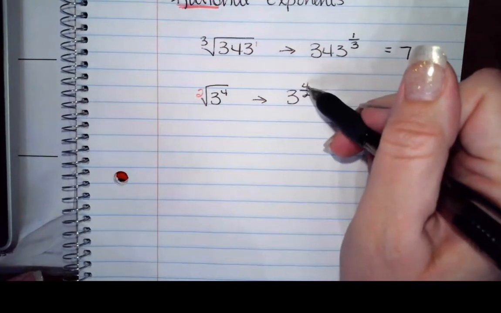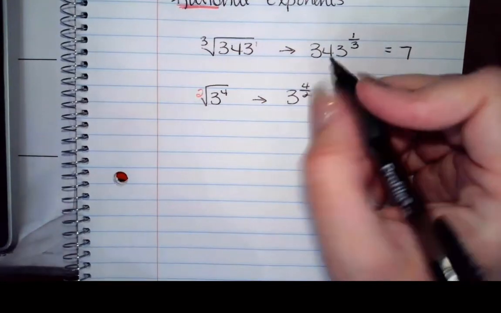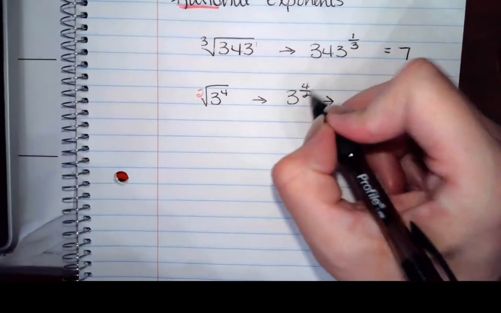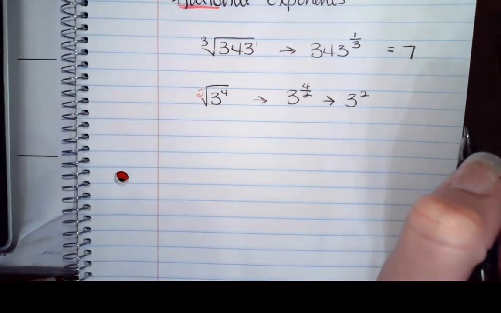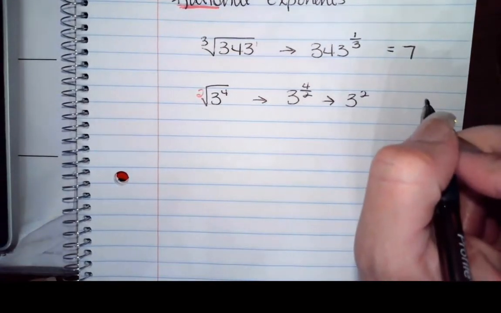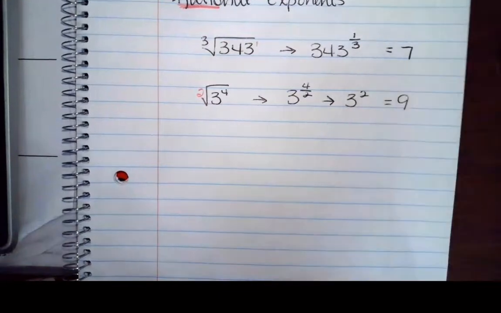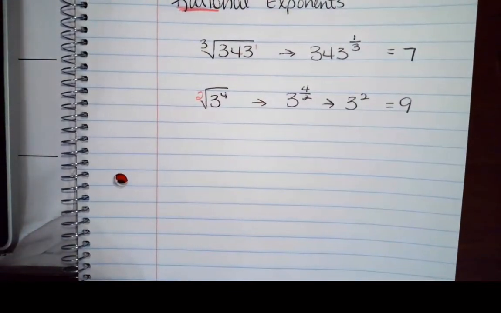Well, this is just a fraction. It's up in the exponent, but it's a fraction, which means 4 over 2 reduces to 3 squared. I happen to know what 3 squared is. 3 squared is 9. Okay, 3 squared is 9.